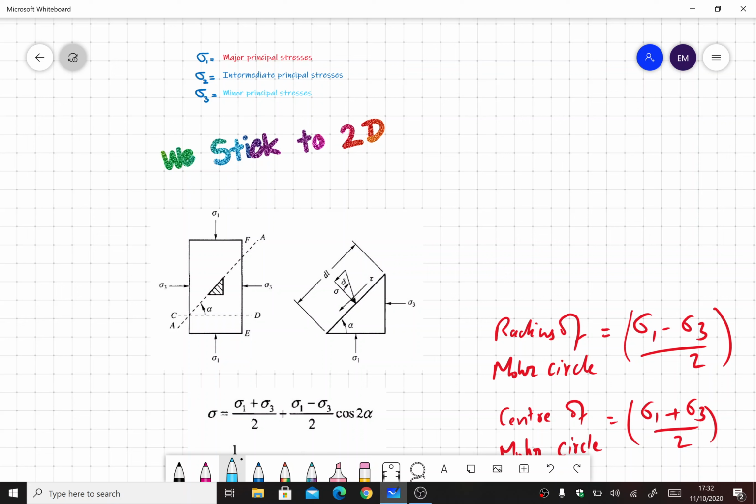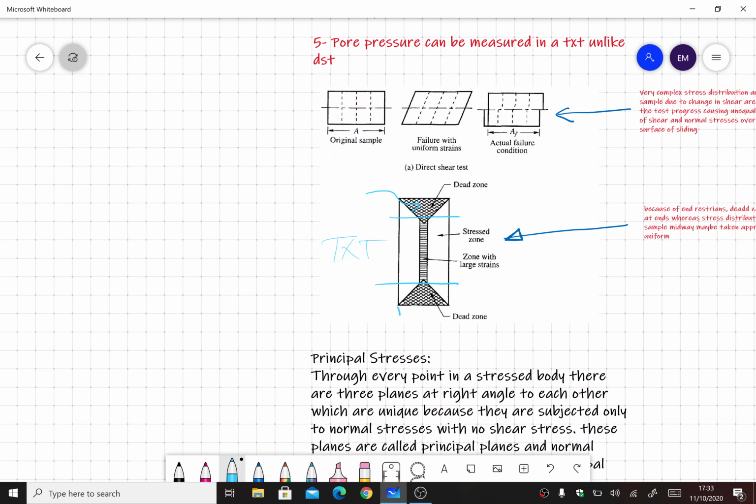Okay, so if we look at this figure, this is the TXT test, the triaxial testing. So we can see that the stress distribution can be imagined uniform in this section here, and at the end we have dead zones because you see that we have porous stones at the top. So there is some shear between, and there is some complex behavior that is still unknown, so that produces a dead zone, so we don't have any stress here.